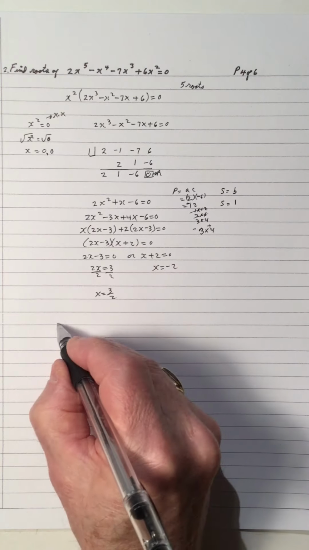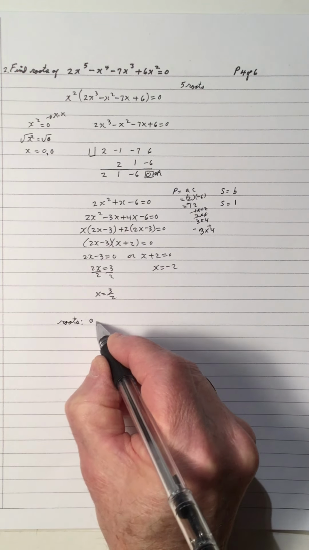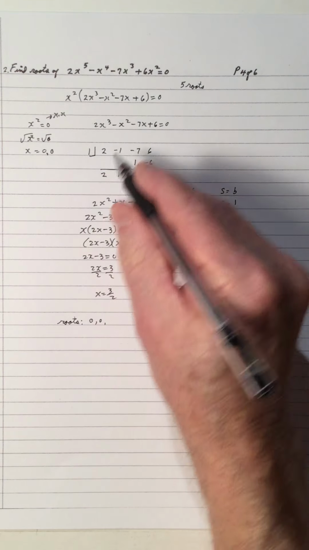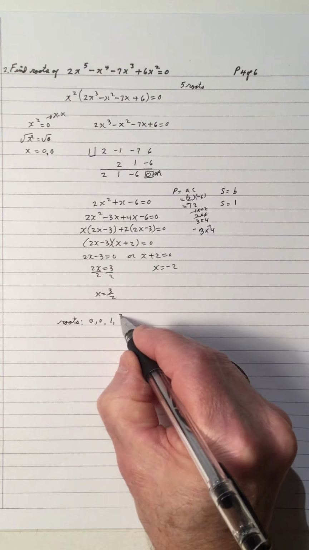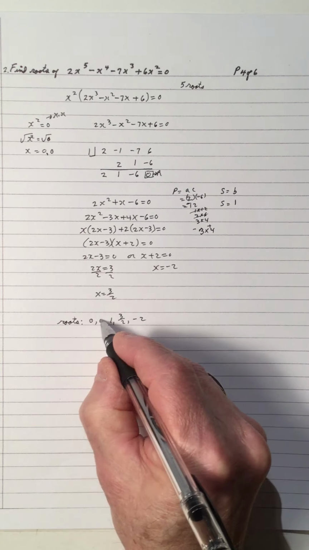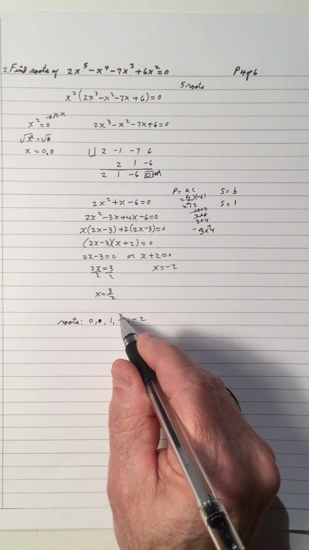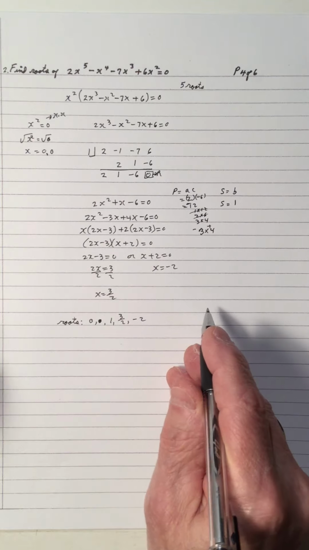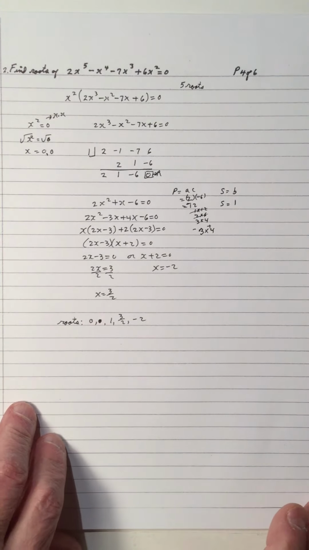So the roots, to sum it all up, the roots are, you could say 0, but there's 2 of them. And right here we got a 0, so 1 is a root. And right here we have 3 over 2 and negative 2. So there's 5 roots. Again, 0 is here twice. So there's 0, 1, or 3 over 2 and a negative 2. But you got to have 5 roots, so there's 2 zeros.